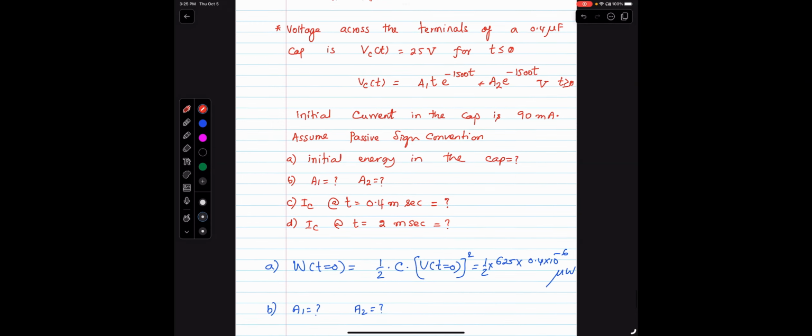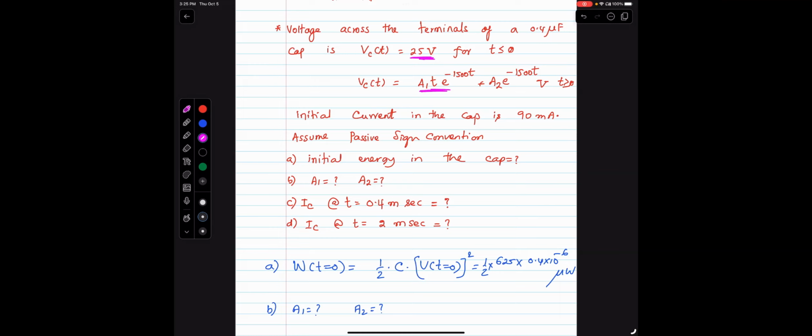Now, the problem says the voltage across the terminals of a 0.4 microfarad capacitor is given by Vc equals 25 volts for t less than or equal to 0, and Vc equals A1 t e to the negative 1500 t plus A2 e to the negative 1500 t volts for t greater than or equal to 0.